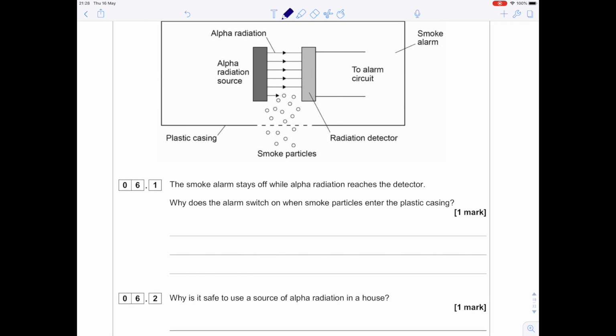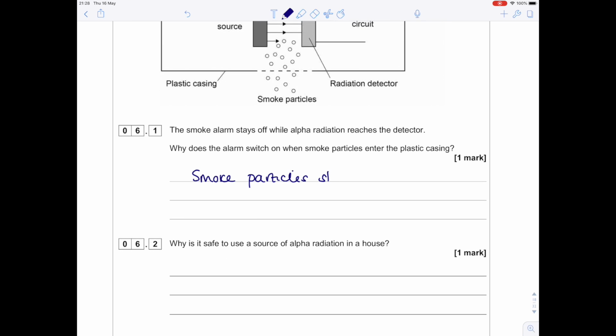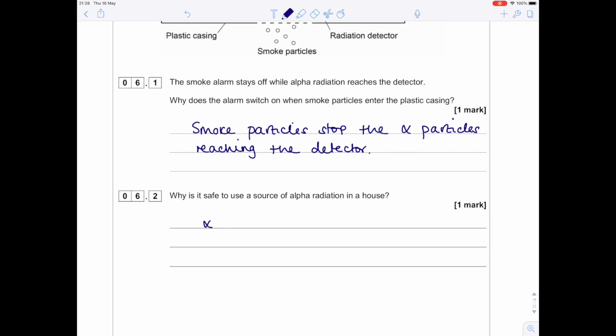And this is all to do with penetrating powers. Remember that alpha is stopped by just a few centimetres of air. So the fact that there's smoke particles there means that they will stop the alpha reaching the detector. Why is it safe to use a source of alpha radiation in a house? And I've already alluded to this. It's because alpha radiation is not very penetrating, so it won't actually reach you.